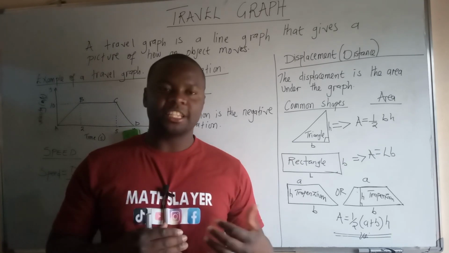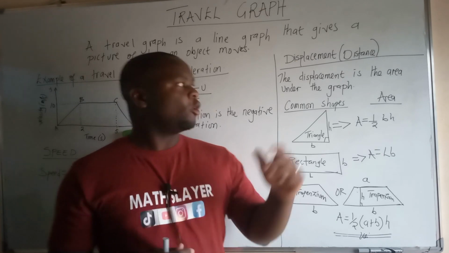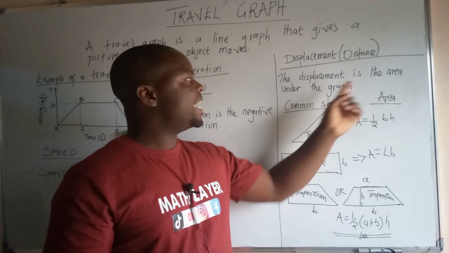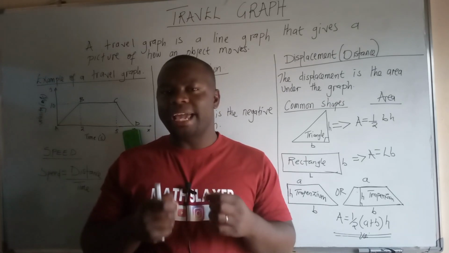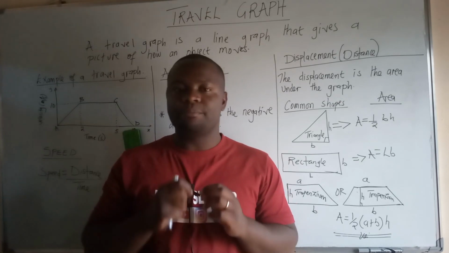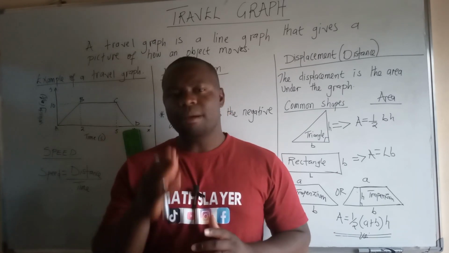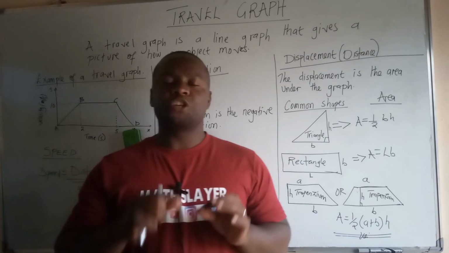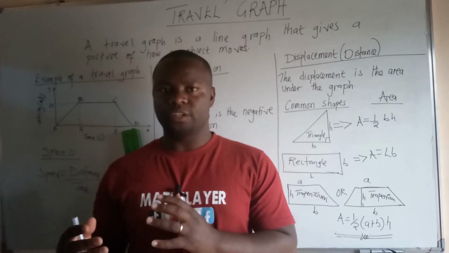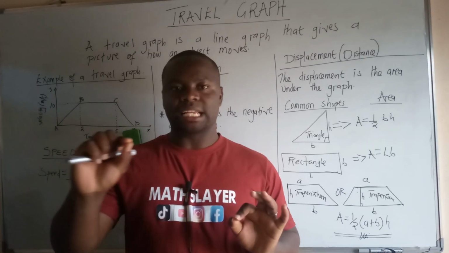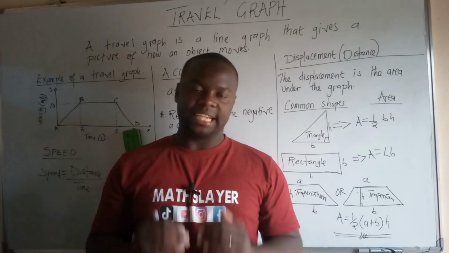How are you supposed to calculate the displacement or distance using the velocity-time graph? We are saying the displacement is the area under the graph. Meaning that to calculate the distance covered by an object or the displacement covered by an object, you just need to calculate the area under the graph. Remember that initially I explained that a trivial graph is a line graph that gives us a picture of how an object has moved. So as we draw that line graph, there's an area which is formed beneath the line.